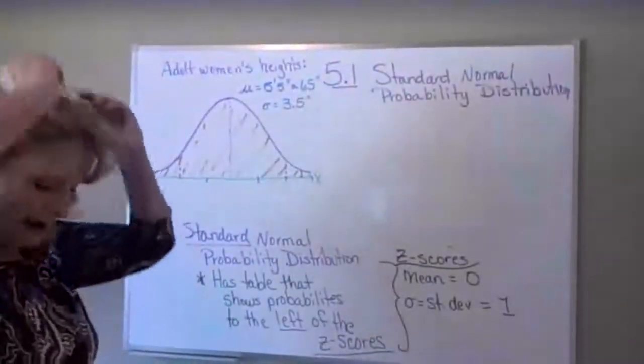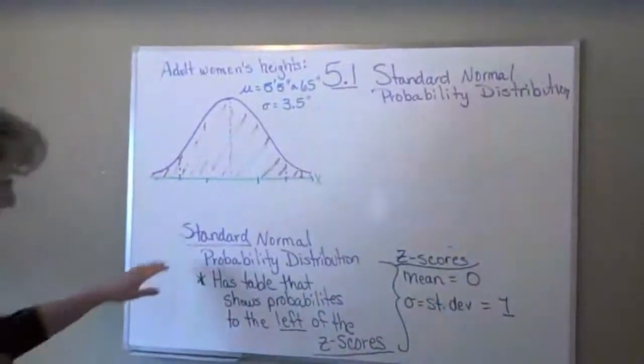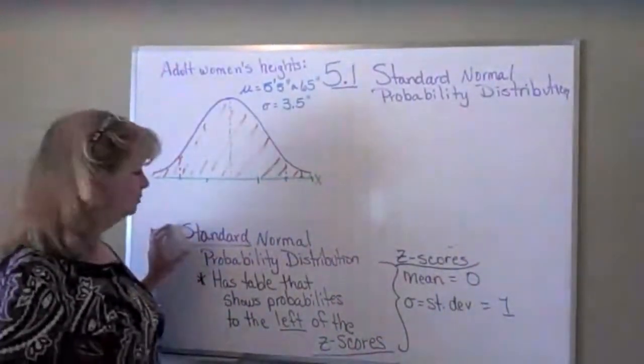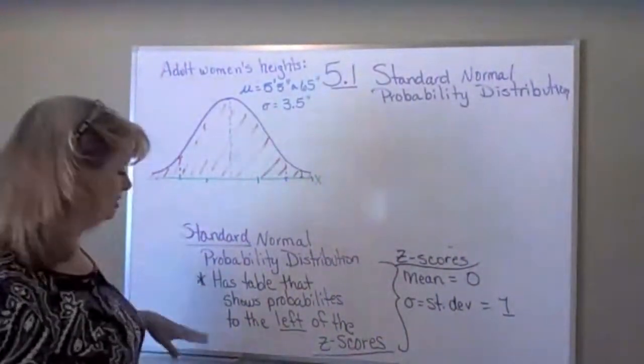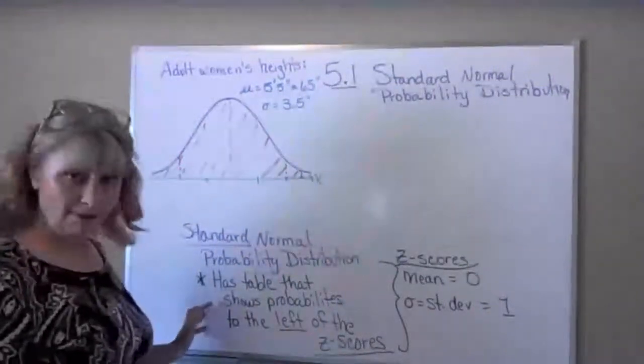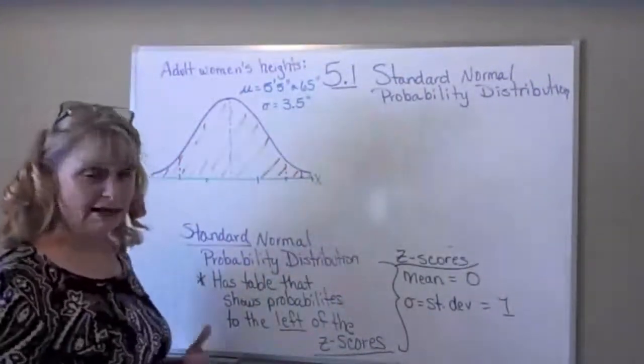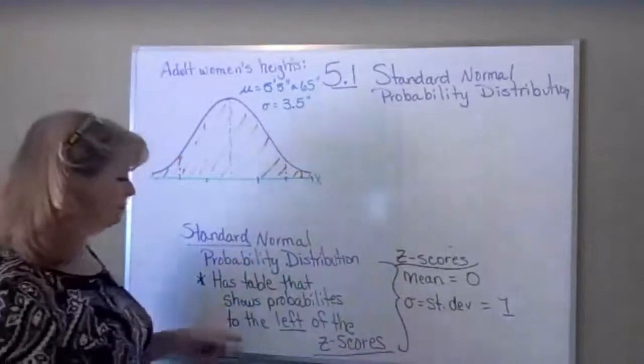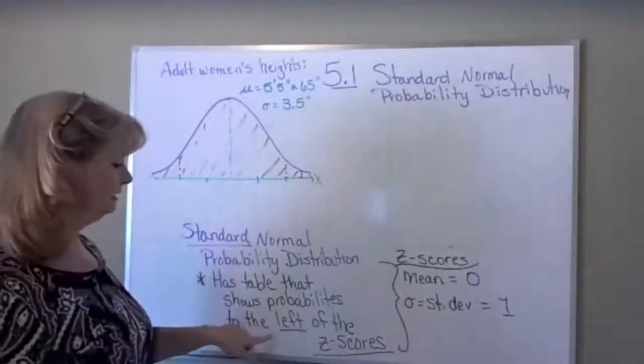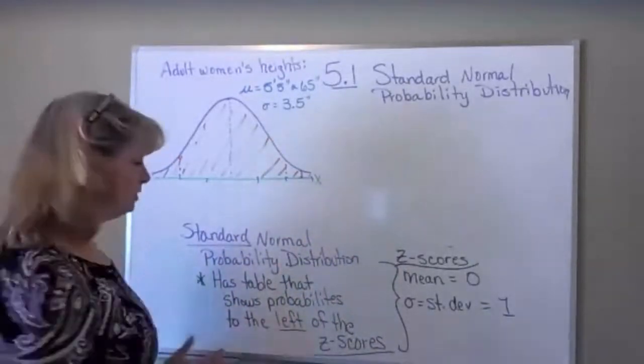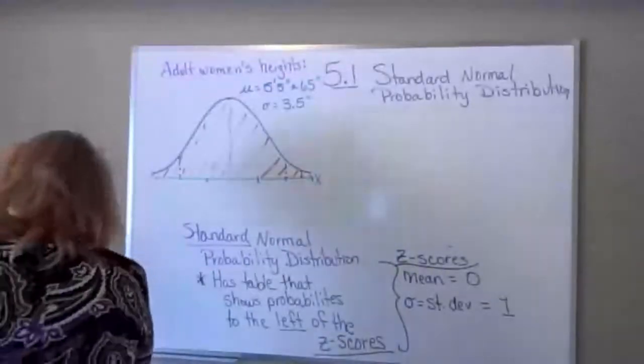So I left some things up here from before the break. I left this up here, that the standard normal probability distribution has a table, and we're going to look at that table in a minute and see how to use it. And it shows probabilities to the left of the z-scores. It's really showing the area under the curve.